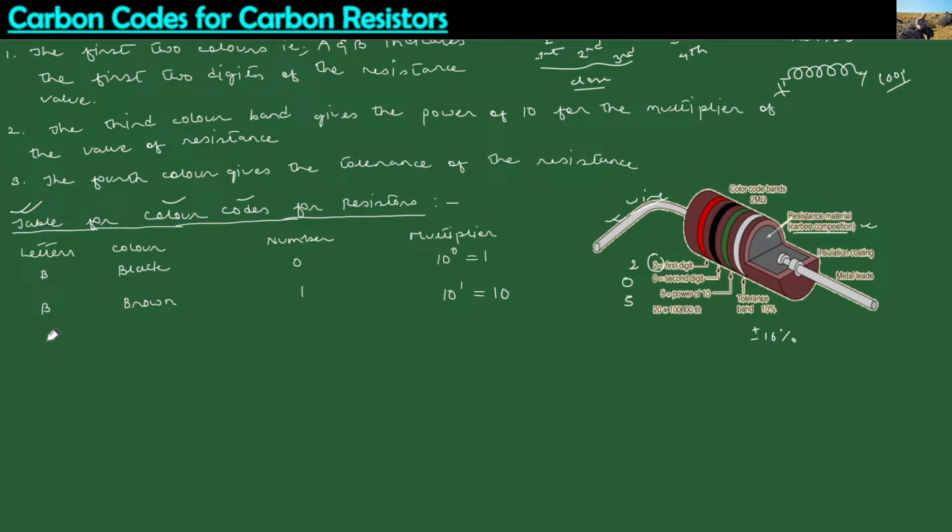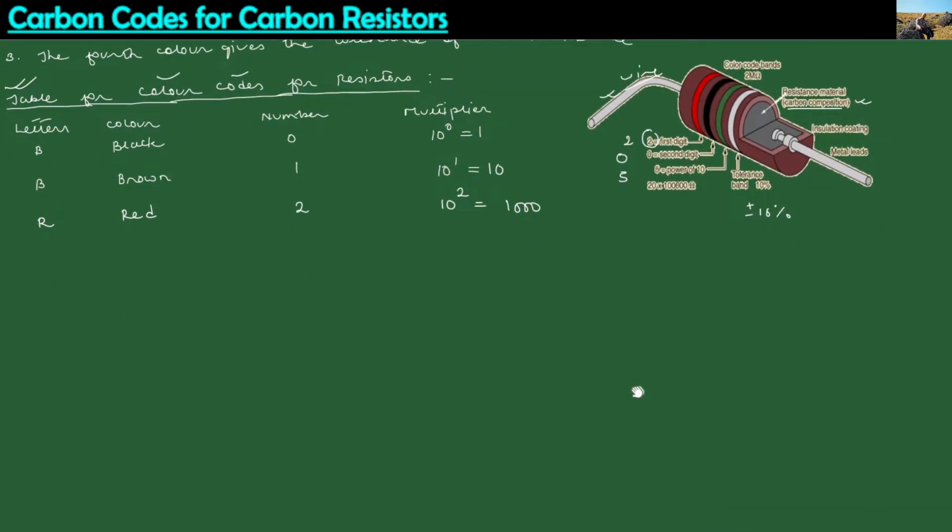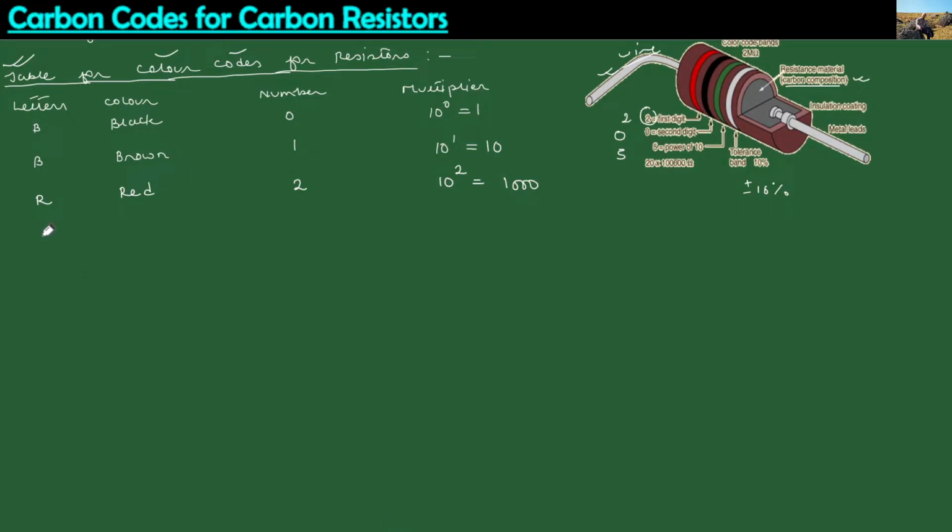Then we have red. The letter will be R, and this will be red. So red will be equal to 2, and the multiplier will be 10 to the power 2, which is equal to 100. Then we have the letter O, and this O will represent orange. Orange, the number will be 3, and the multiplier will be 10 to the power 3. Then we have yellow. The number for yellow will be 4, and the multiplier will be 10 to the power 4.